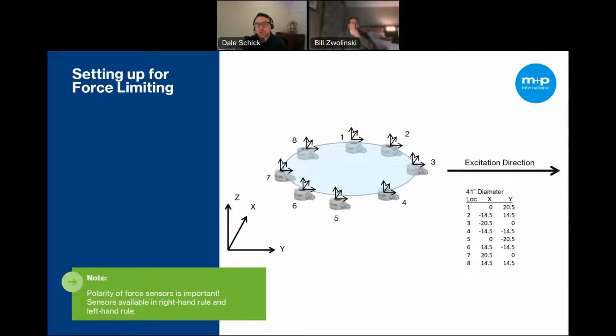Just as important as correct preload are installation locations and orientation. As forces are summed in the time domain, opposing polarity can lead to signal cancellation. So the polarity is very important when installing. However, if you're doing software summation, if the polarity is reversed, we can reverse it in the software by entering a negative sensitivity.